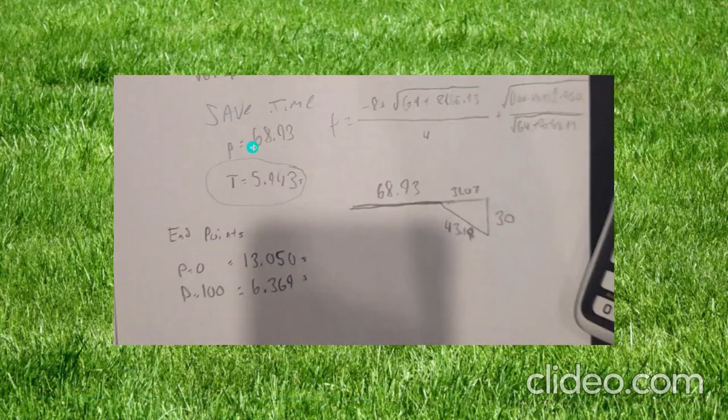Okay, here's our p-value, right? So now we're going to plug our p-value in the question again. We plug it in right here, and we're going to get a final time of 5.943 seconds, which is slower than Loki's time.